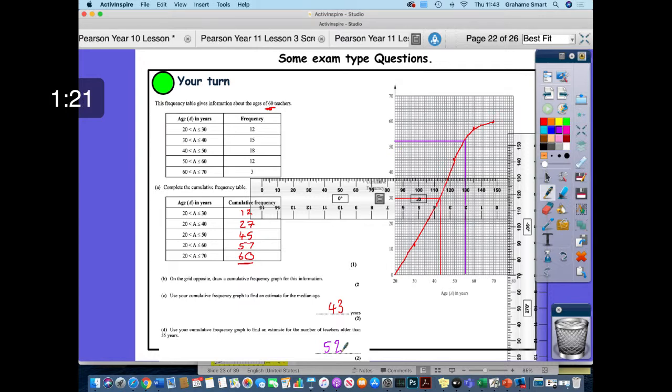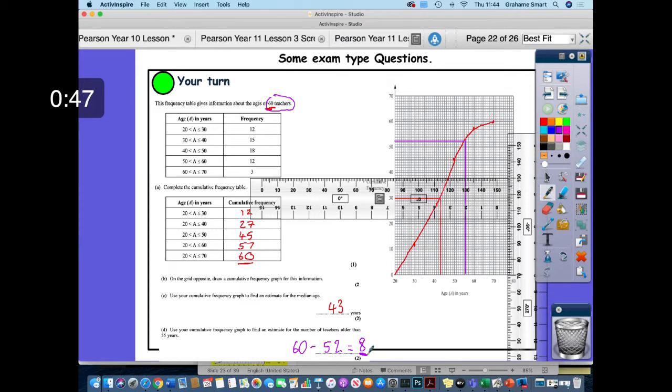Okay, but hang on, older than 55 years. So I almost need to go back. That's 52, but I need the number older than 55 years. So I need to do 60 take away the 52. So that gives me 8 teachers are older than 55 years. Now, why have I done that? 60 teachers. And we got 52 from that. 60 subtract 52 gives me 8. Okay. And that's basically that exam question gone through there.